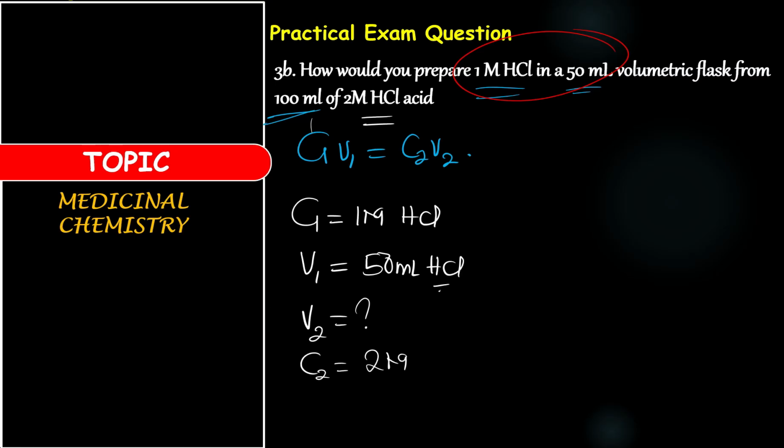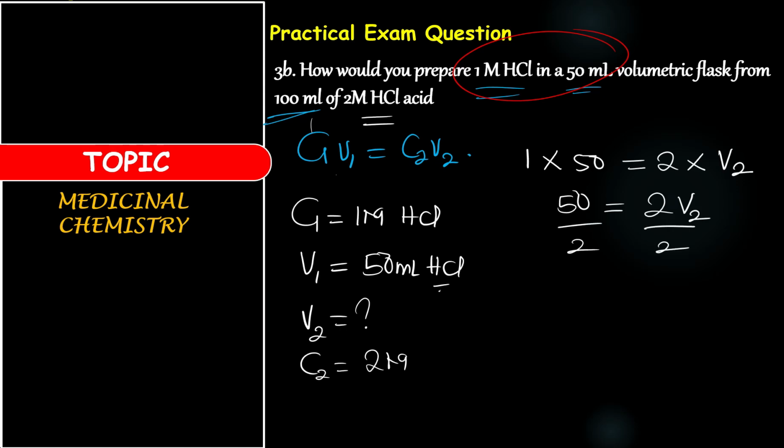So plug this into this equation. If you plug this into this equation, you are going to have 1 times 50 equals 2 times V2. All right, we are talking about volume here. So this becomes 50 equals 2 V2. Divide both sides by 2. And then what you are going to have here will be V2 equals 25 ml.